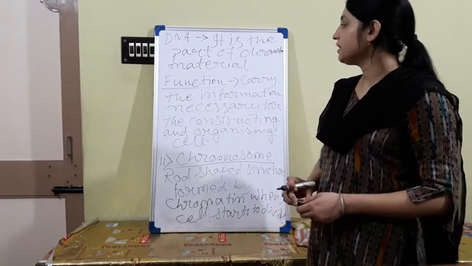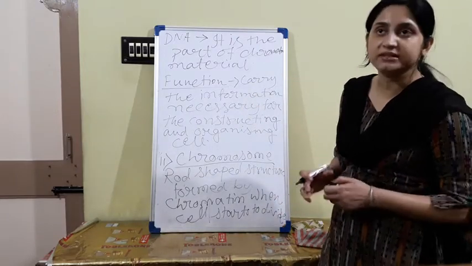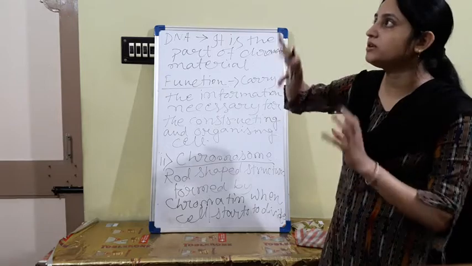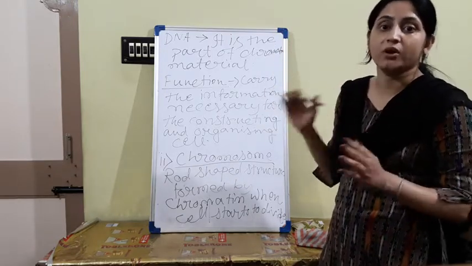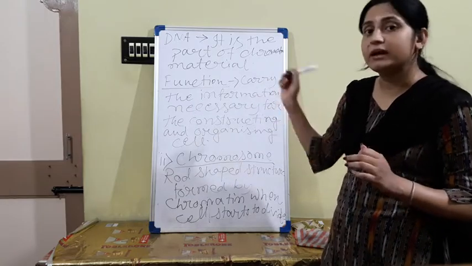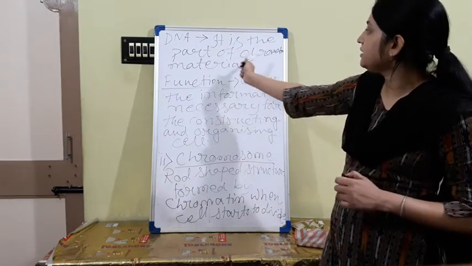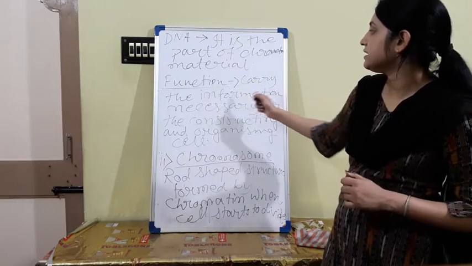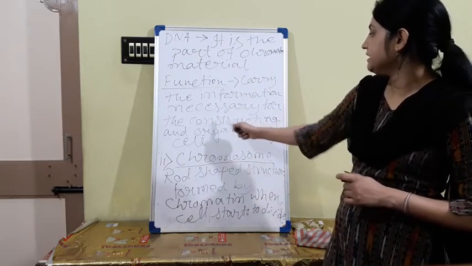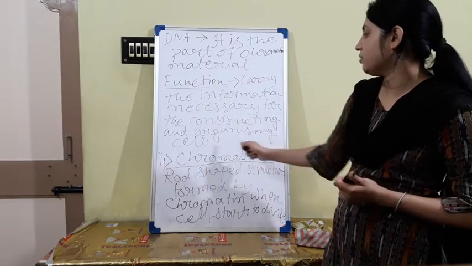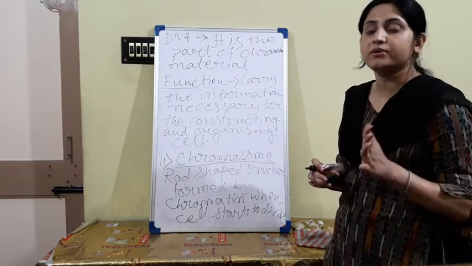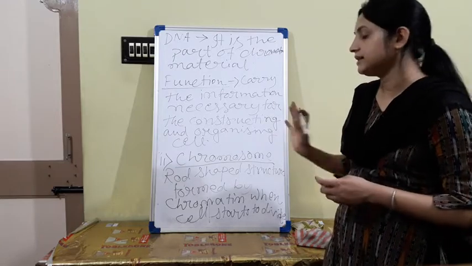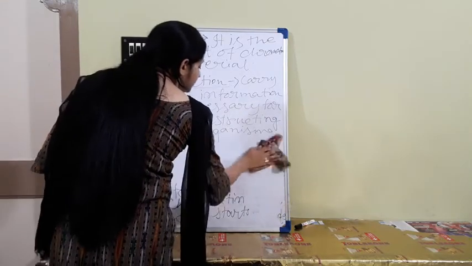DNA carries the information on how the cell will develop, how it will be constructed, and how it will form a new organism. All these things are controlled by DNA. So DNA is part of the chromatin material, and its function is to carry the information necessary for constructing and organizing the cell. Next one, gene.